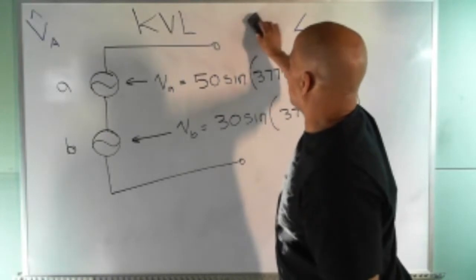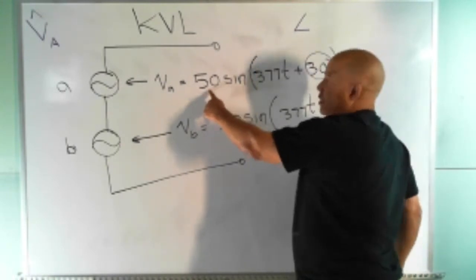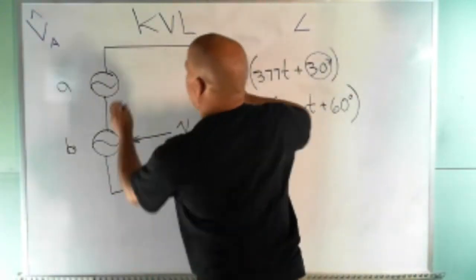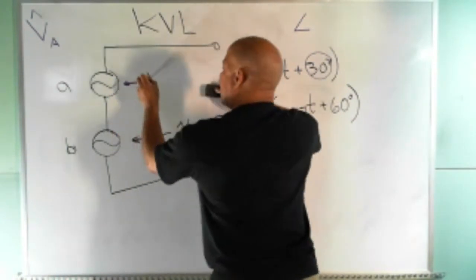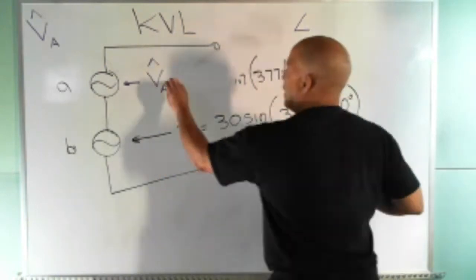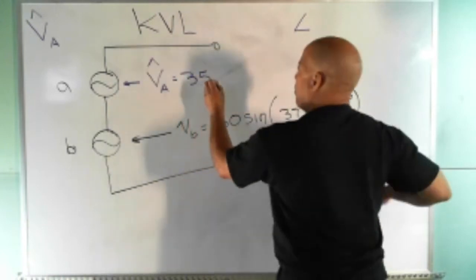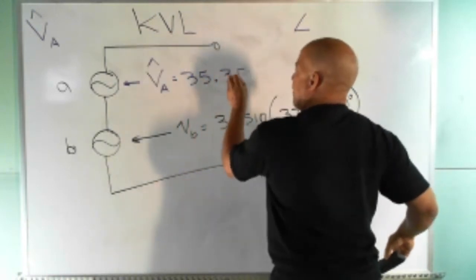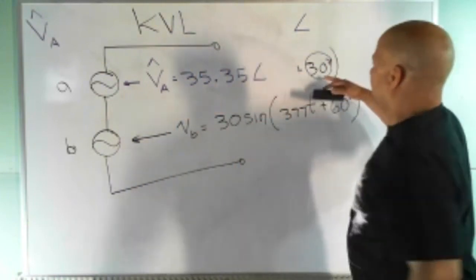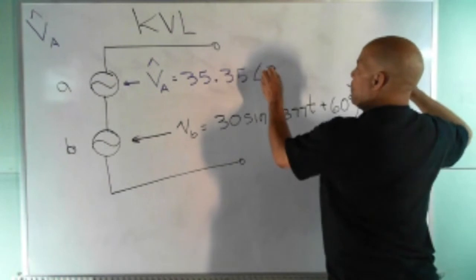35.35. All right, how'd you get that value? 50 times 0.707. So all right, he took 0.707, multiplied this. That's how you go from peak to RMS. So what I'm going to do right here, I'm going to write that as VA, but I'm going to put a hat on it to show you it's a phasor. And then we got 35.35 at an angle of, and I just look at the phase angle that was stuck to the time domain, it was 30 degrees. So this is at an angle of 30 degrees.